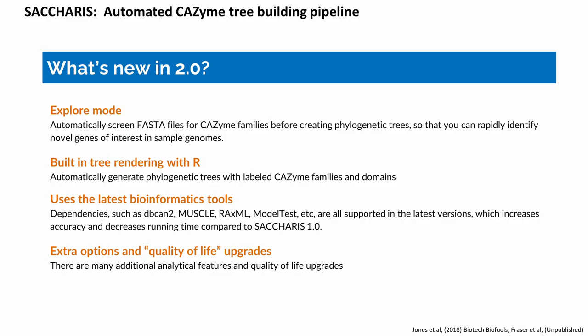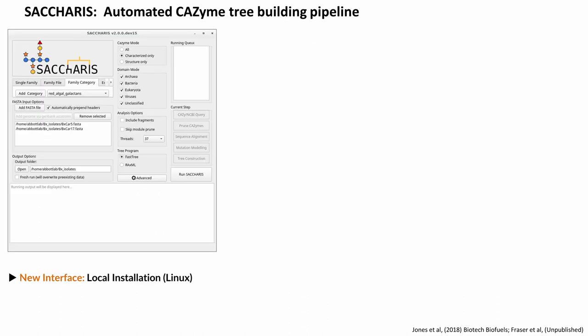What's new? We have this explore mode I talked about. The tree building is actually automated now in R. So this puts all the EC numbers, the functional characterization, with your sequence. We've upgraded all the bioinformatics tools, and we've got these quality of life upgrades. So I'm just going to share a little bit about those here. We now have a new interface. This is a GUI that's locally installed. Before it was all command line, which was really an issue for a lot of people trying to use SACCHARIS independently. But now the vision is that people can install this on their own computer. It's an interactive GUI.